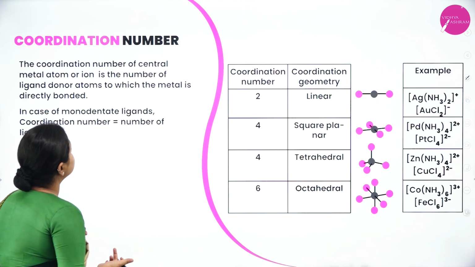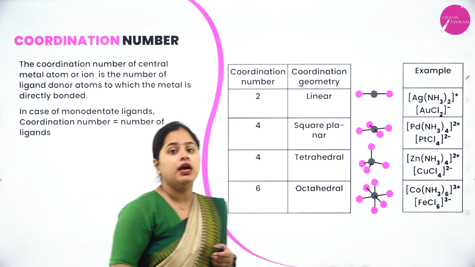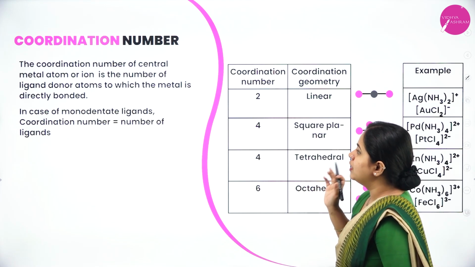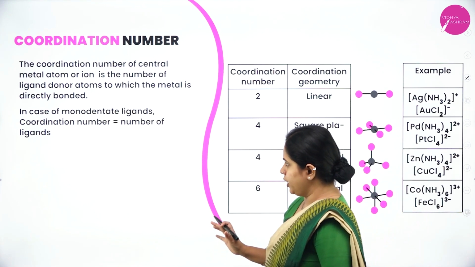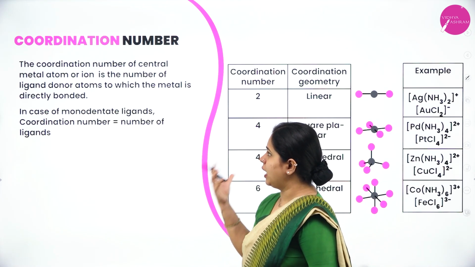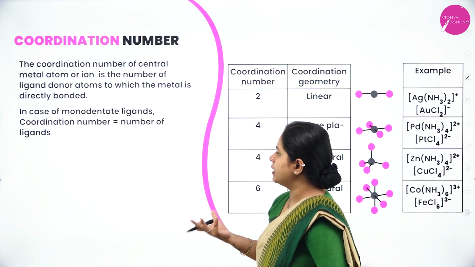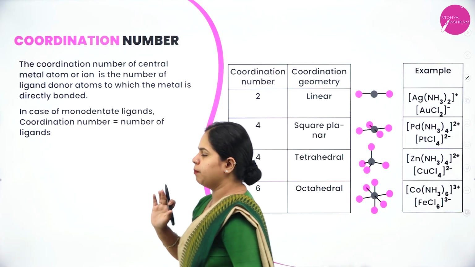Now moving on to the next important part, that is coordination number. Now what is coordination number? The coordination number of a central metal atom or ion is the number of ligand donor atoms to which the metal is directly bound. In case of monodentate ligands, coordination number will be equal to the number of ligands.